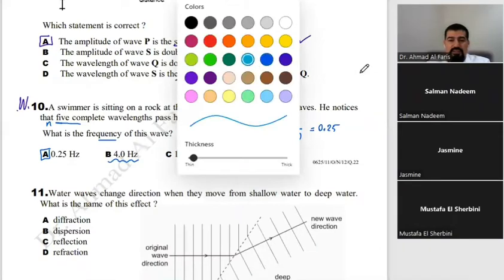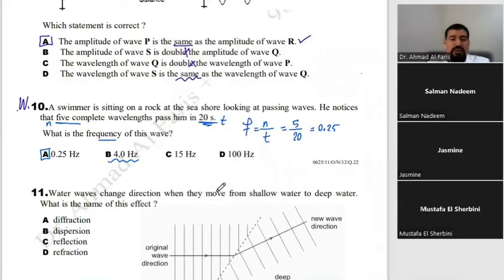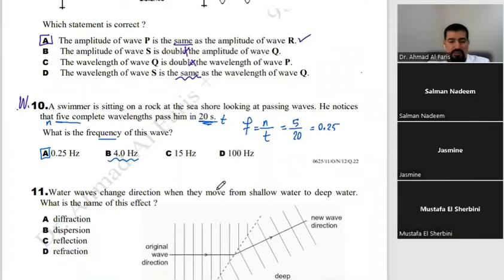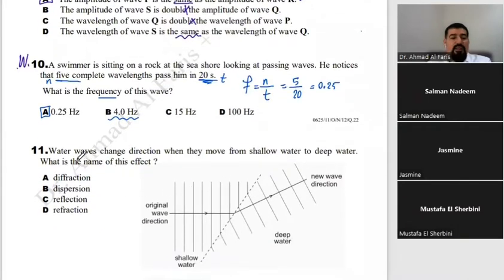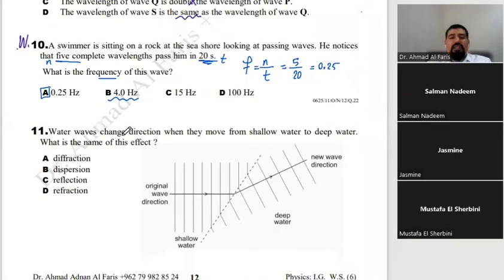Good. Any questions so far? Yes, the period is the opposite of the frequency. Correct. Question number 11.